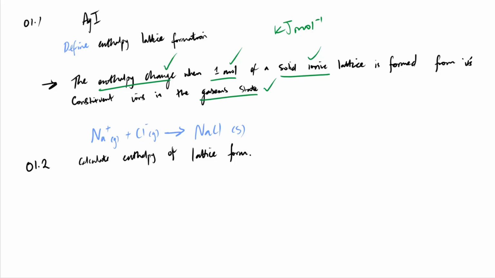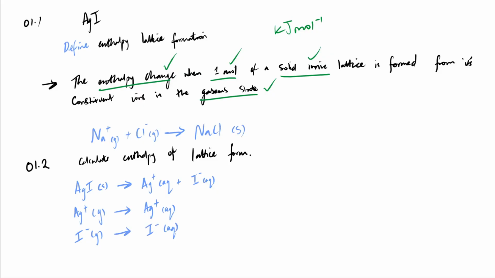So we're given 3 equations, so 3 types of enthalpy changes, and we're given some values for them. So first one then is silver iodide in the solid state is going to be broken down into silver ion aqueous plus iodide ion aqueous. Okay, next one then, silver ion gaseous gives us silver ion aqueous. Okay, next one, iodide ion gaseous, exactly the same, gives us iodide ion aqueous. Okay, and we've got some associated values for these.